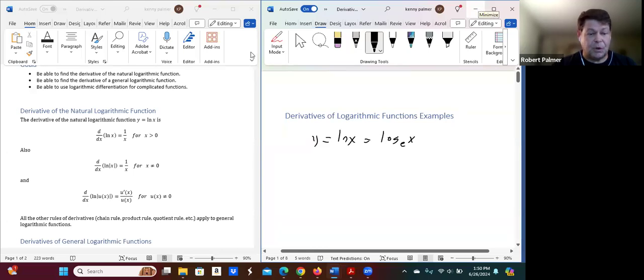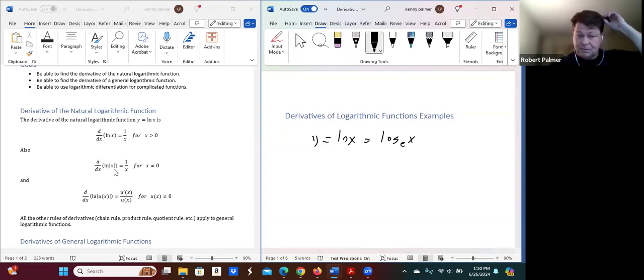Now, one other thing: you see the next line says the next rule. If we take the natural log of the absolute value of x, then the derivative is also 1 over x. This is true as long as x isn't 0, because if we plug in a negative for x, that's okay since the absolute value makes it positive. So the only value we can't take is x equal to 0 itself.